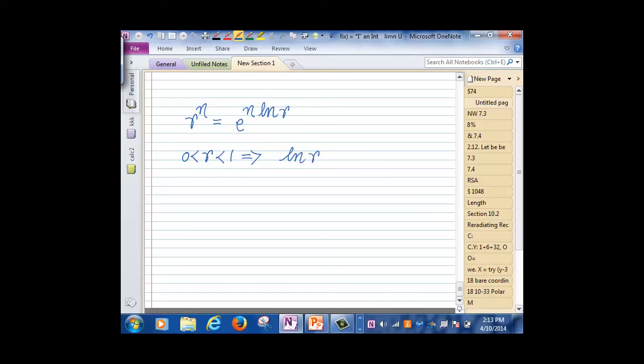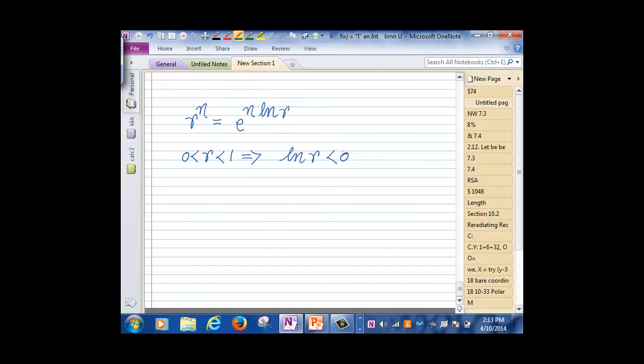If r is between 0 and 1, is ln of r positive or negative? You remember the graph of log? What is log of 1? Log of 1 is 0 and the log function is increasing. So log of something smaller than 1 is negative. So ln of r is negative.